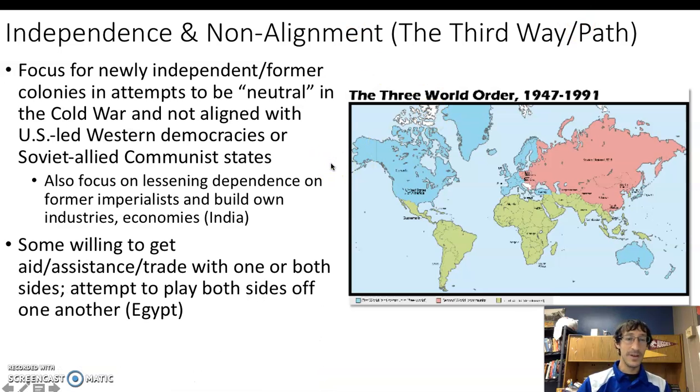Then the other kind of path is that some are willing to get aid, assistance, or trade with one or both groups in an attempt to play both sides off one another, as we'll see with Egypt. Egypt actually starts off trying to be non-aligned, but they get aid from the Soviet Union and then switch to the United States, something we will talk about in the next video.